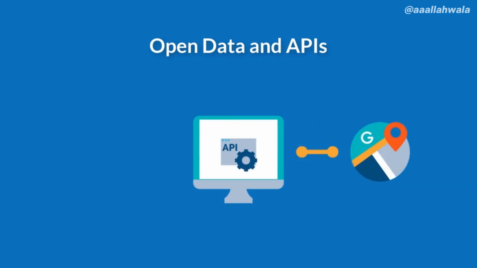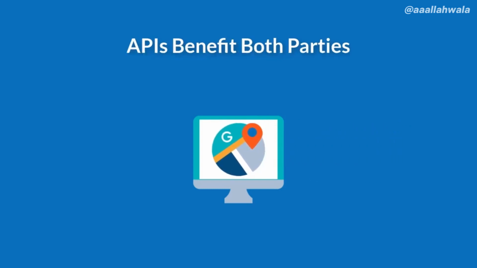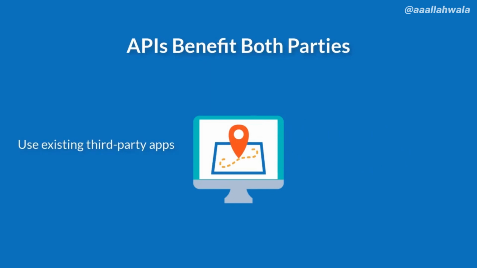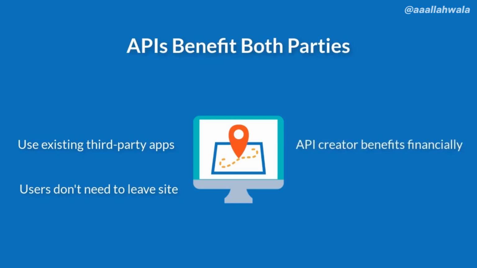Google provides an API that lets you embed a Google map on your website. This is beneficial for you since you don't need to develop your own map and users don't need to leave the site to view a map. It's also good for Google as they can charge for use of the API and they can control how their maps are presented on external websites. If they update the appearance of their maps in the API, that update is automatically rolled out to websites using the API.